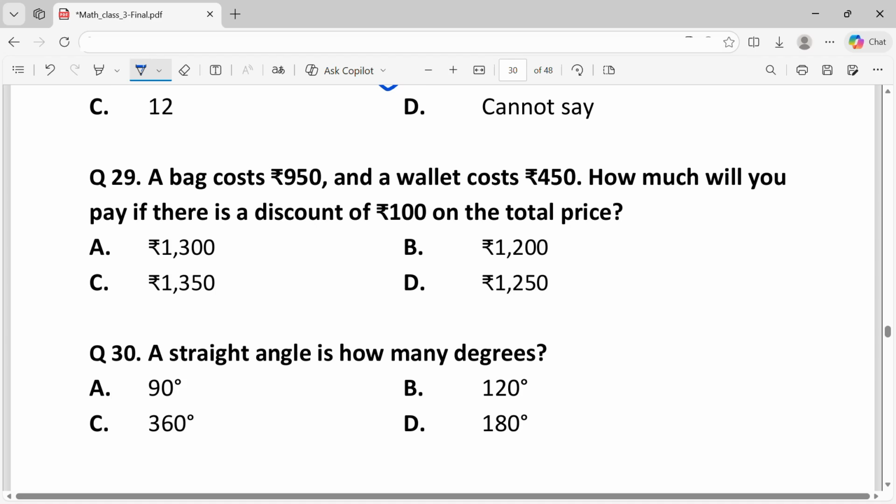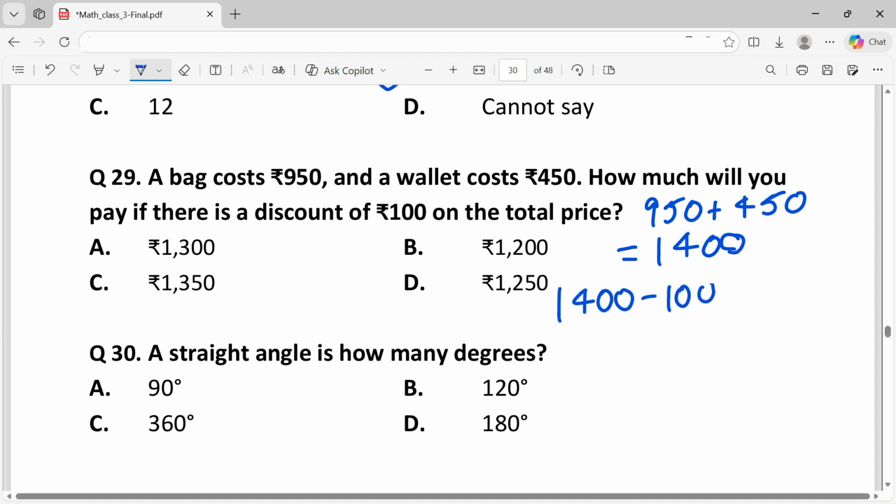Question 29. A bag costs rupees 950 and a wallet costs rupees 450. How much will you pay if there's a discount of 100 on the total price? So the total cost of the bag plus the wallet is 950 plus 450, that is equal to 1400. Price to be paid will be 1400 minus 100, that is equal to 1300. That is option A, rupees 1300.